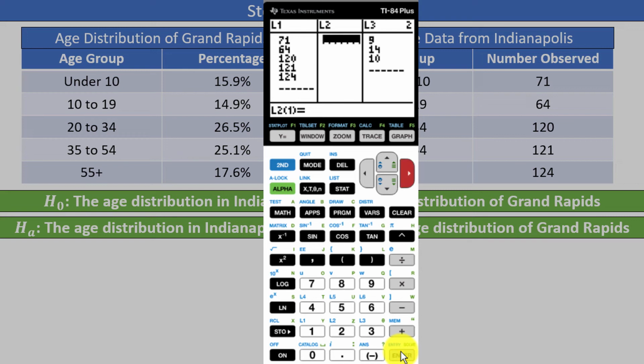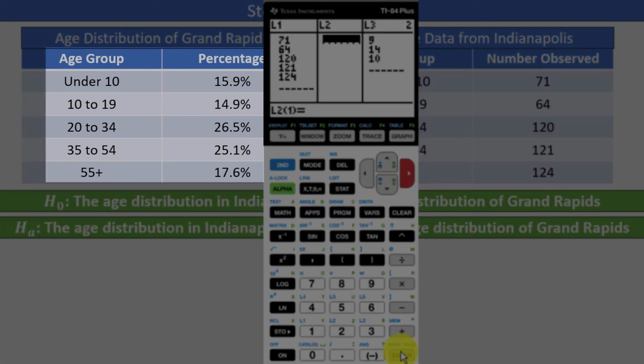Next, in list 2, we need to have the expected number of individuals in each age group, assuming that the age distribution in Indianapolis is the same as Grand Rapids. In other words, if we took a random sample of size 500 and the distribution of Indianapolis ages was identical to that of Grand Rapids, we would expect, for example, 15.9% of individuals to be under 10, 14.9% to be between 10 and 19, etc.